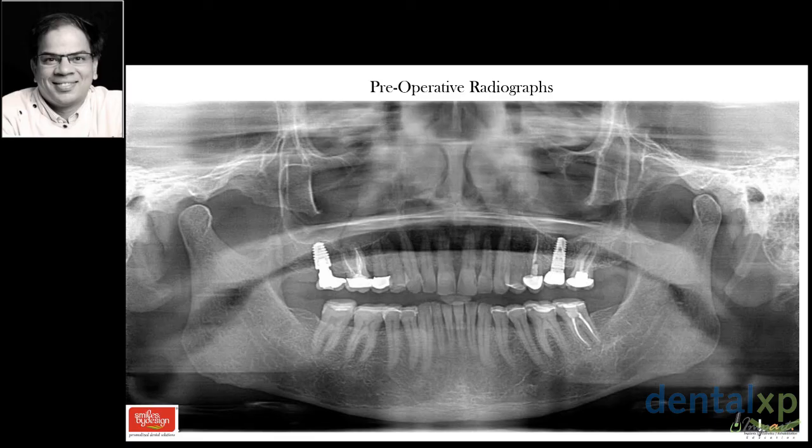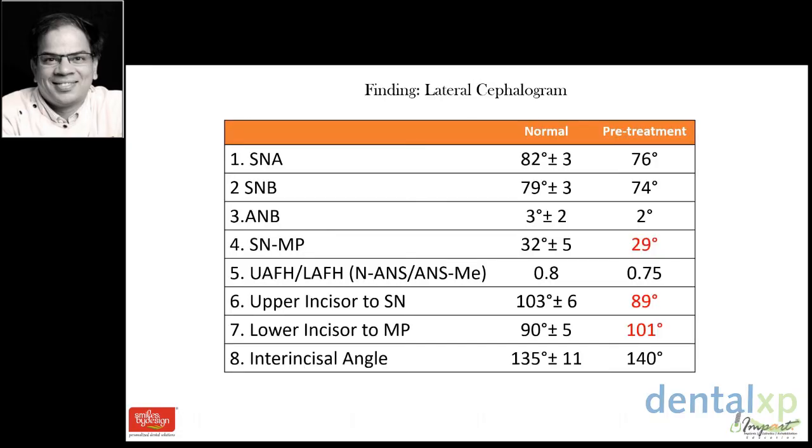That's his cephalometric findings, and the SNMP again has reduced. It's within normal limits, but it's on the lower side. So we could always increase the vertical dimension, in this case by around 2 to 3 millimeters, so that we can get the restorative space needed to get the ceramic work.